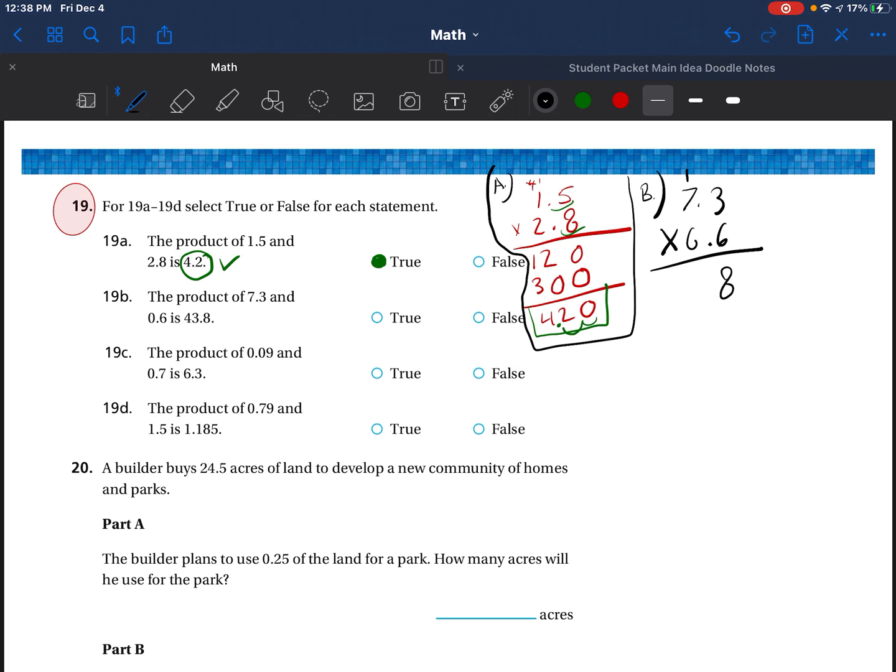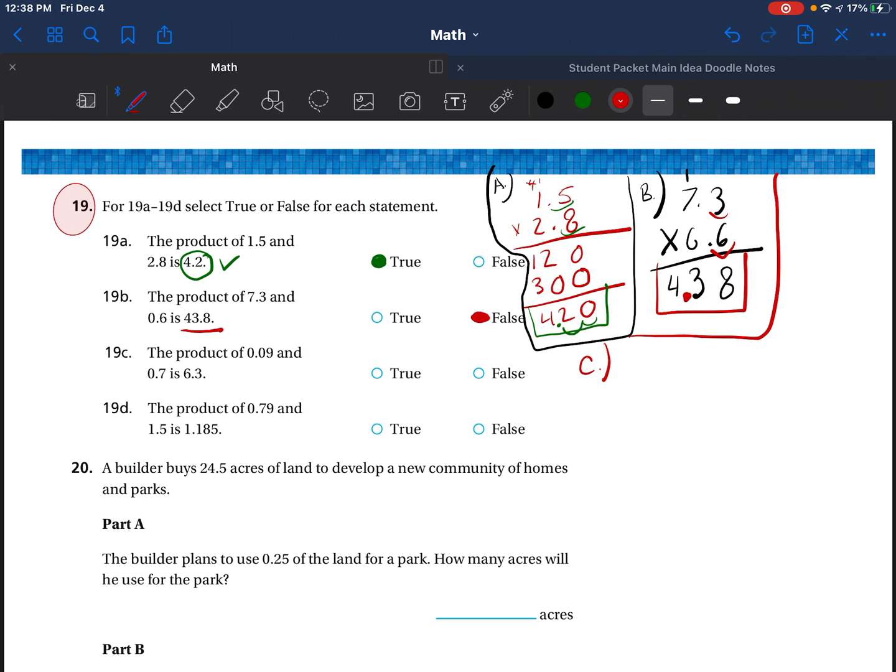6 times 7 is 42. Plus 1 is 43. And I move my decimal place 2 places. So that would be 4.38, not 43.8. So that is false.